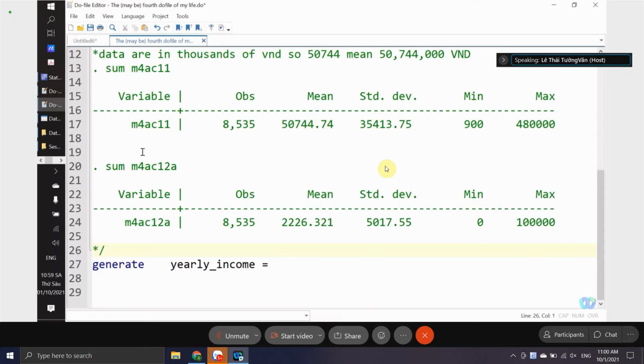Now, so what should we do, ladies and gentlemen? Now we have to sum them together, right? So we generate yearly income equal to this one plus this one, and of course plus question B also. Okay, can you all run that one?